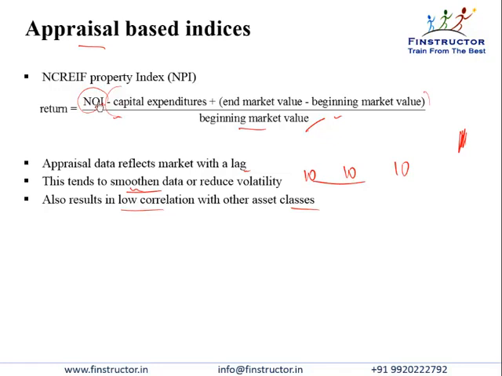Net operating income is gross potential rent adjusted for vacancy, adjusted for direct expenses: utilities, maintenance, direct taxes, insurance. Depreciation and income tax are not deducted from NOI. NOI is more like the EBITDA rather than net income.